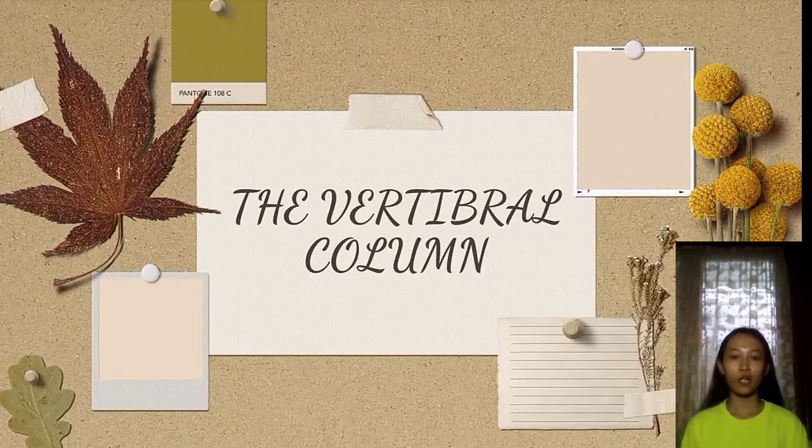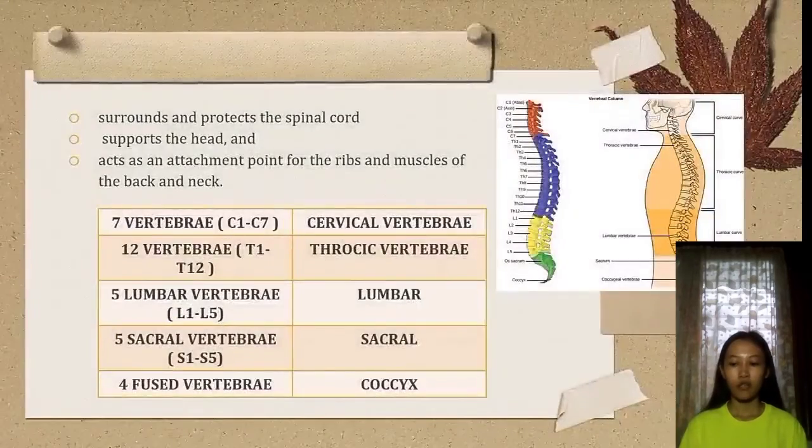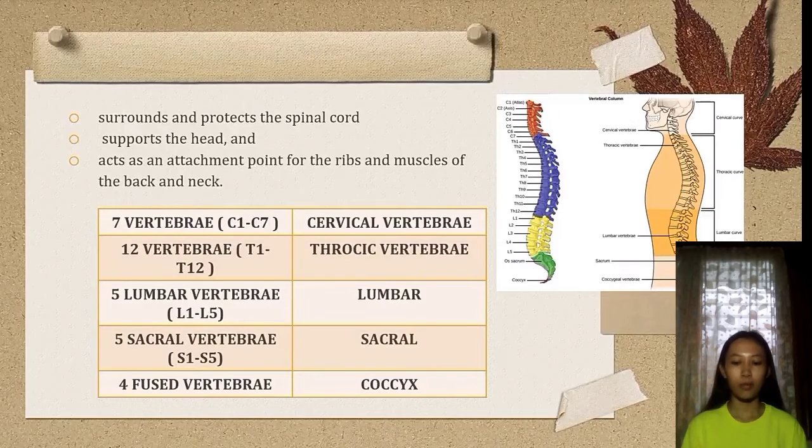The vertebral column is also known as the spinal column or the backbone. The vertebral column houses the spinal canal, a cavity that encloses and protects the spinal cord. The vertebral column surrounds the spinal cord, which runs within the spinal canal. It also acts as an attachment point for the ribs and muscles of the neck and back.